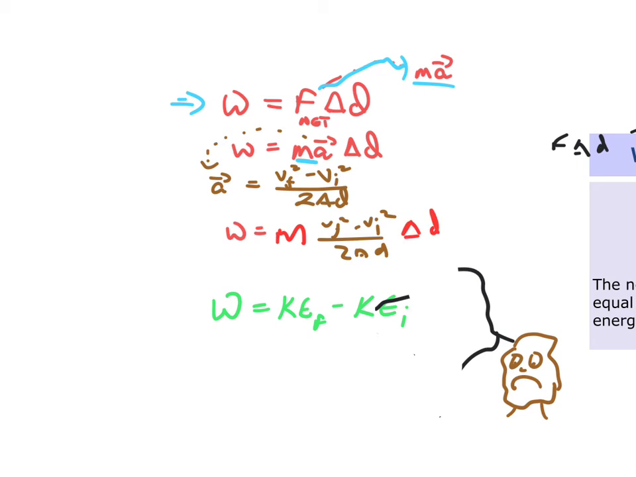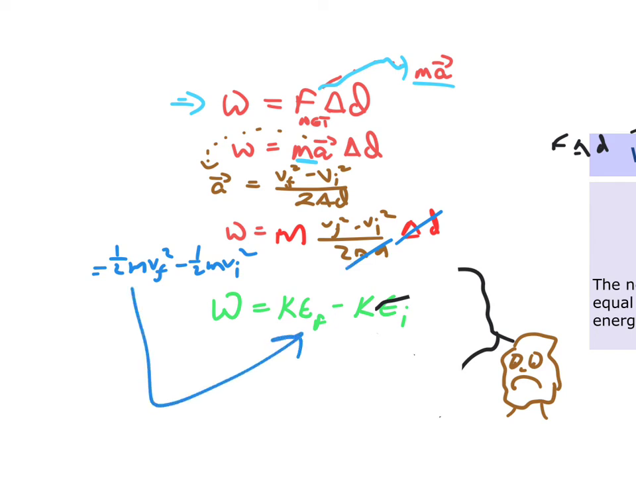The keen-eyed amongst you might already see something that makes our life a little bit easier here. The delta D is going to cancel out. And what that leaves you with is work is equal to a half mVF squared minus a half mVI squared. Now this is the same as saying KEF minus KEI. So that is a derivation just showing that the work is equal to the change in energy.